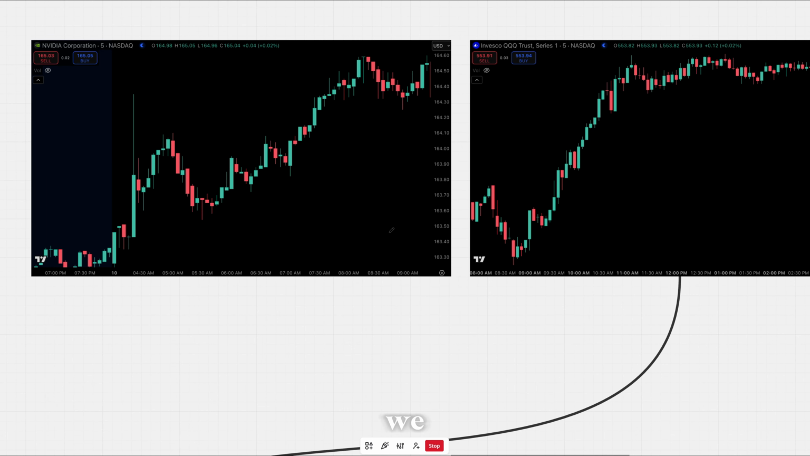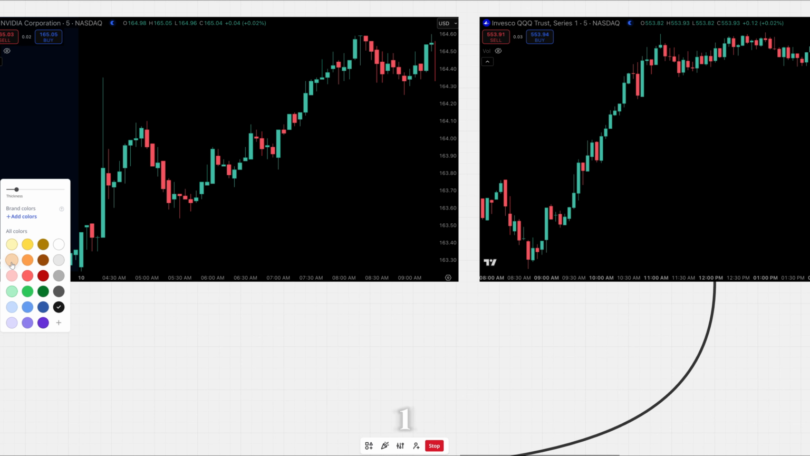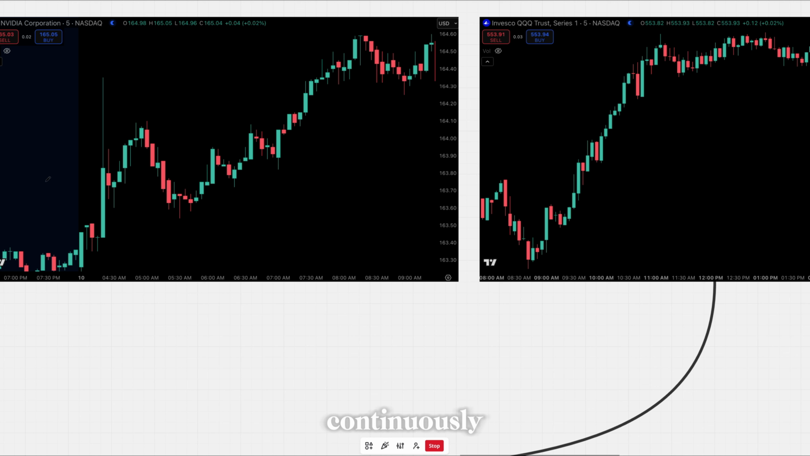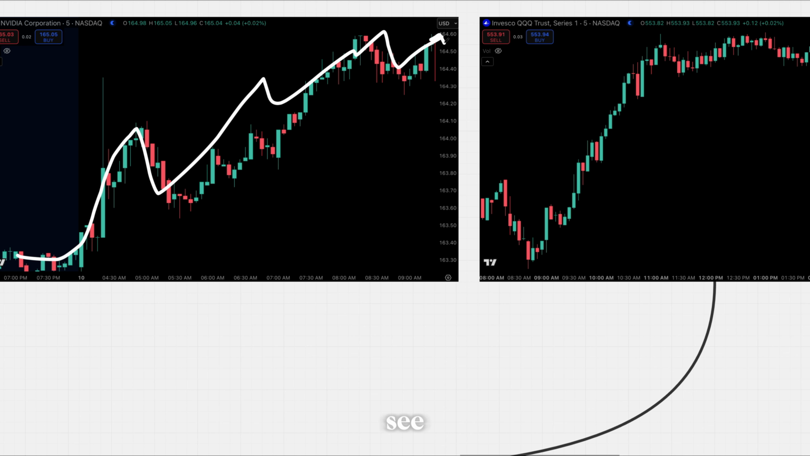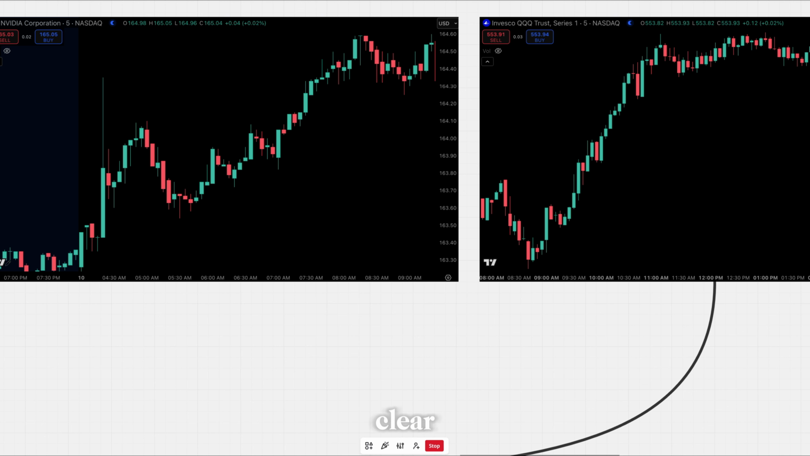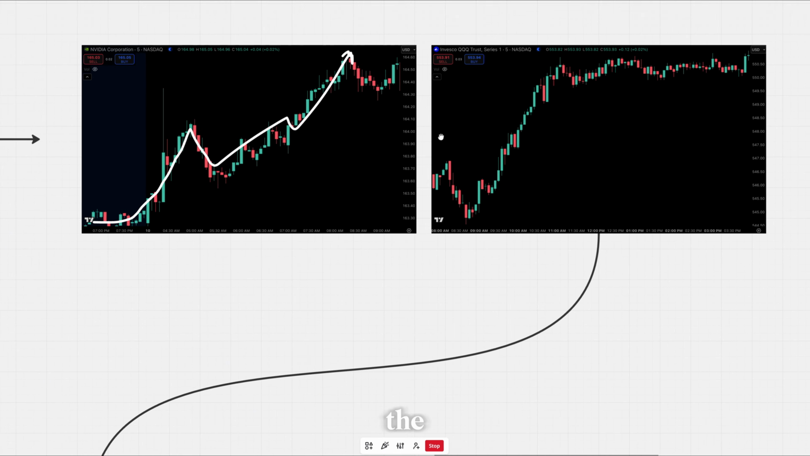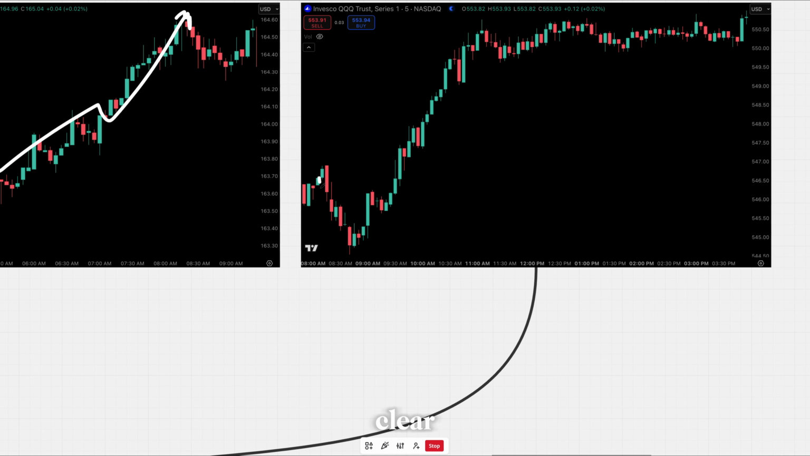As you can see, we have Nvidia here on the 1-minute chart. We are continuously pushing towards the upside, making higher highs and higher lows. This is very easy to see. You're able to know that we have a clear trend for the day. We are pushing towards the upside, and alongside that, the QQQ is also having a clear trend for the day and pushing towards the upside.